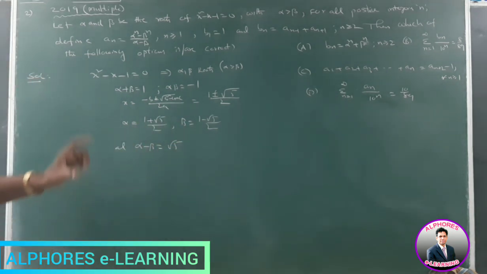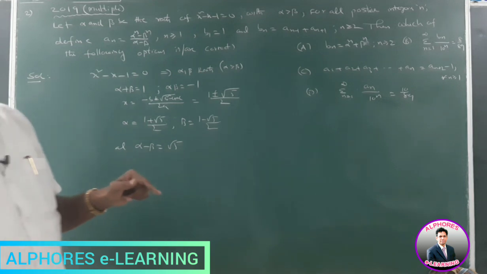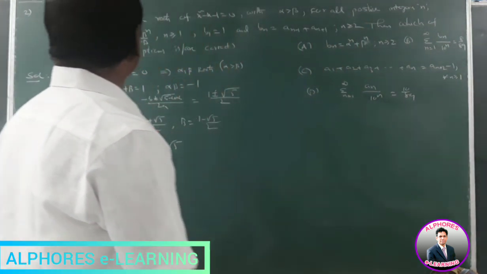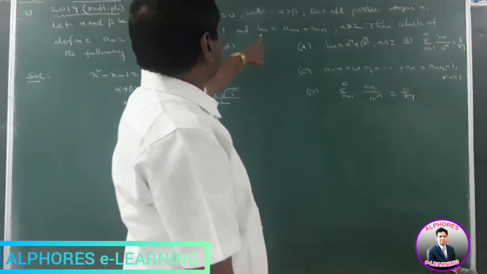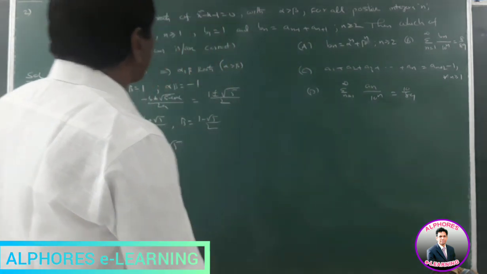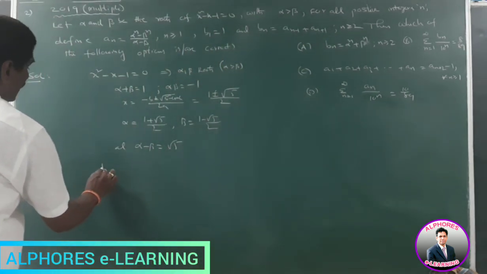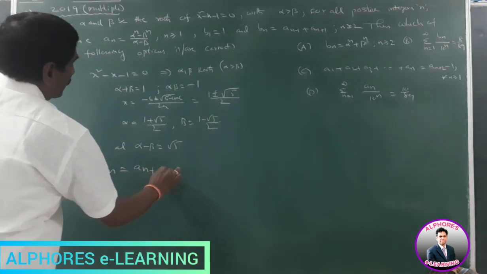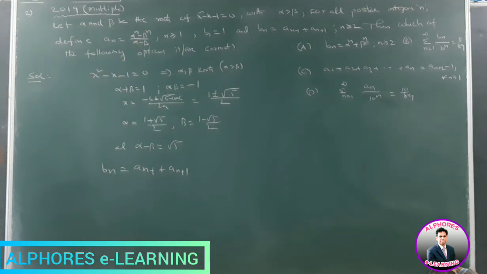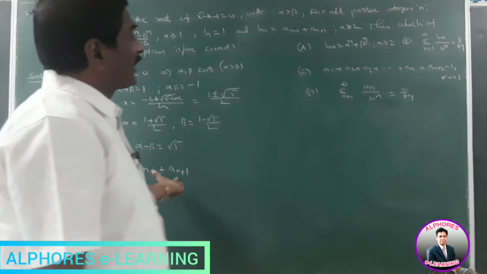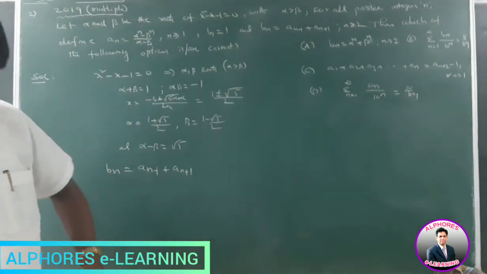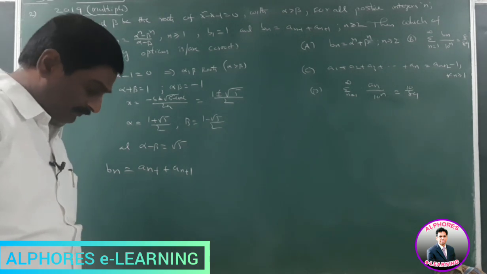Coming to the first option, what is the value of bn? bn is equal to alpha power n plus beta power n. But from the given, what is the value of bn? a suffix n minus 1 plus a suffix n plus 1. So, bn is equal to a suffix n minus 1 plus a suffix n plus 1. But an is equal to alpha power n minus beta power n by alpha minus beta. By using these values, it can be reduced into alpha power n plus beta power n. Is it true or false? We verify the answer.